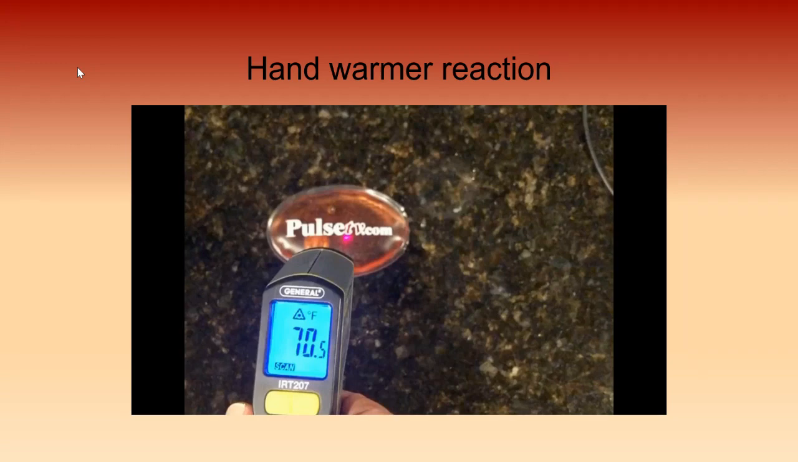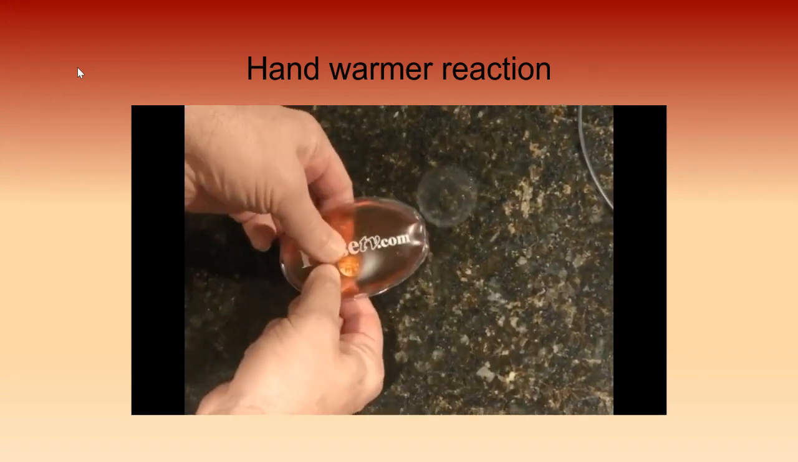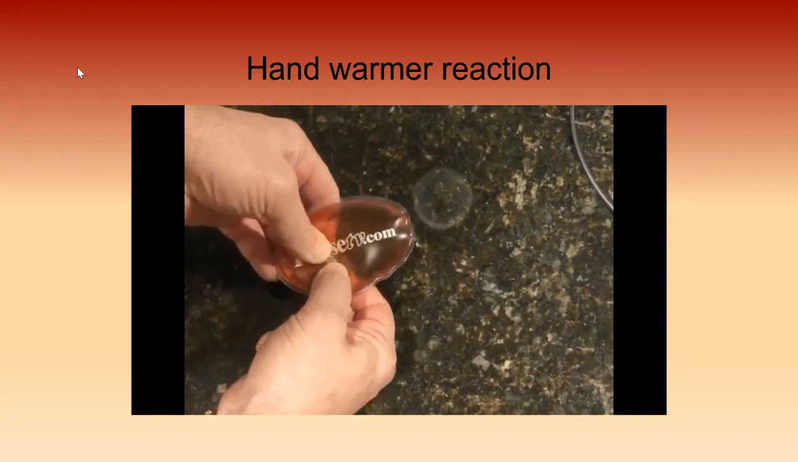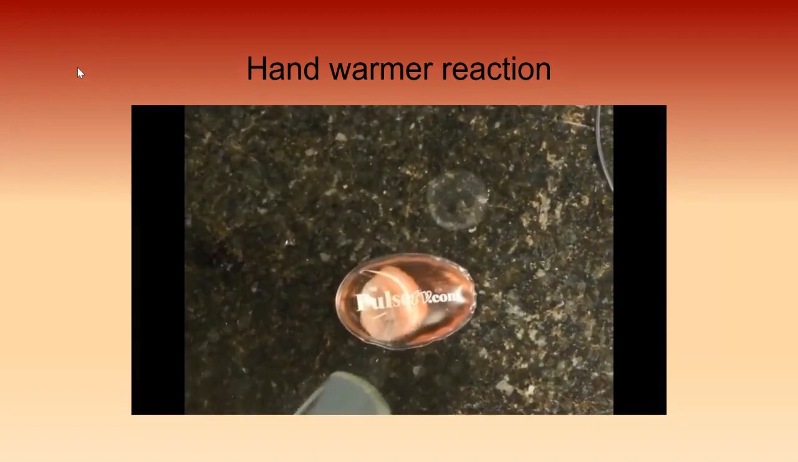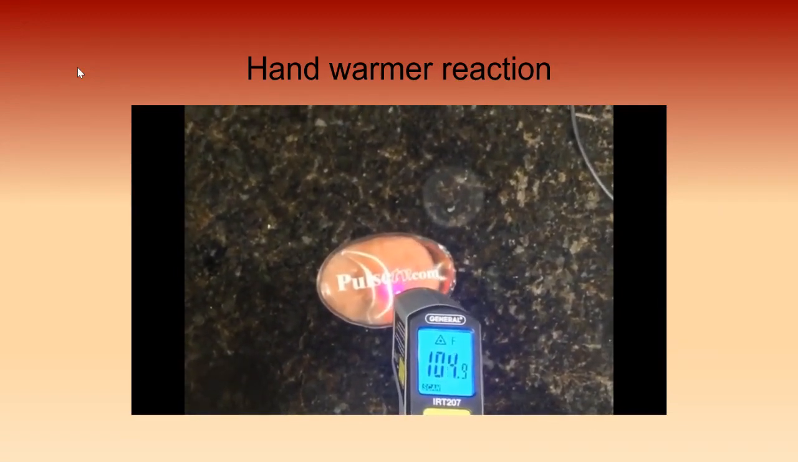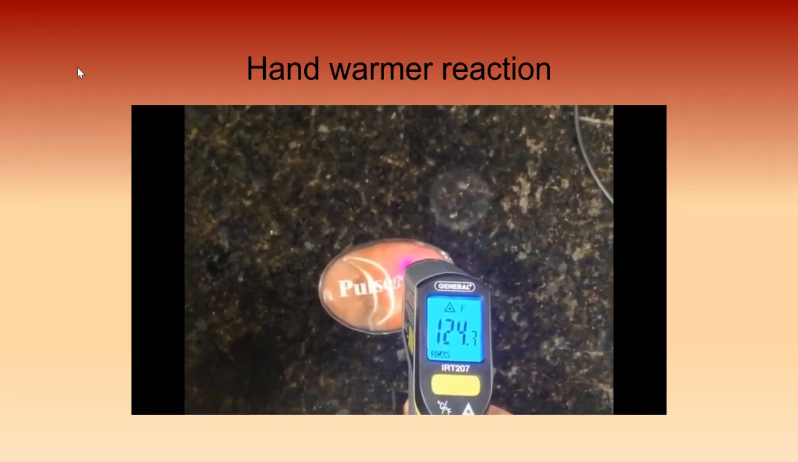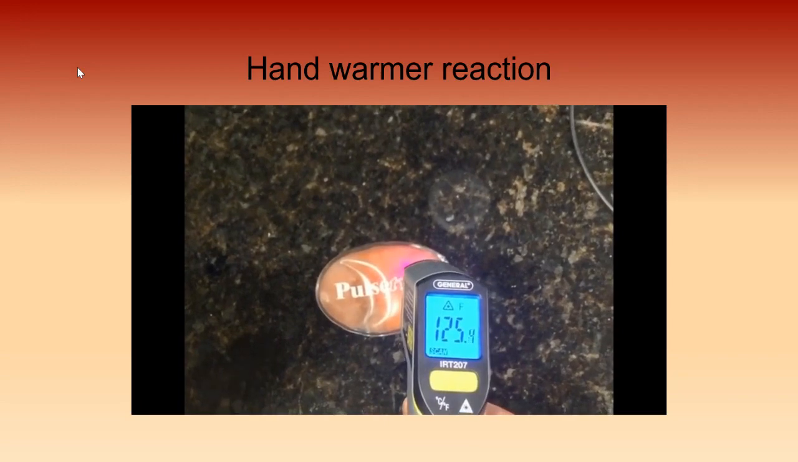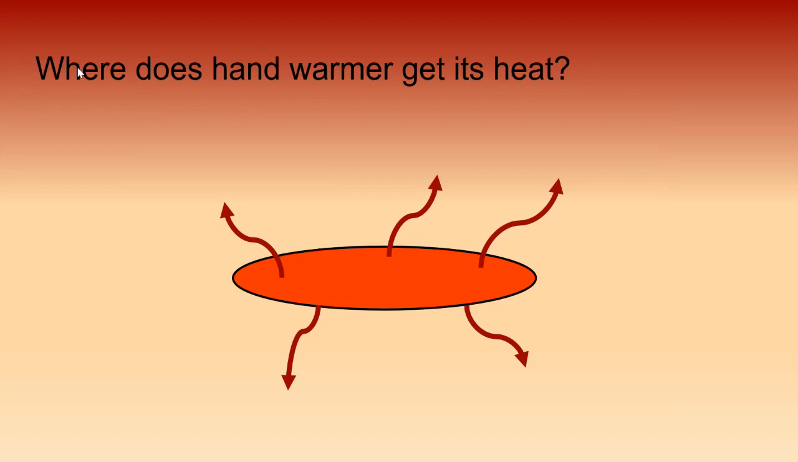Here you can see it's 70 degrees. And then when you get the reaction started by bending this coin, you turn the red gel into a solid. And as you see, when the solid forms, it gets significantly hotter than the 70 degrees Fahrenheit. So if that's true, hopefully, and if we were in class, I could hand these out, then where does the hand warmer get its heat from?